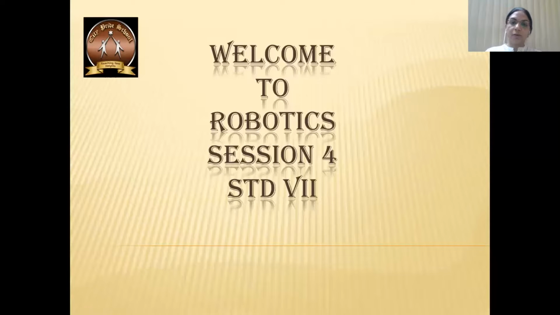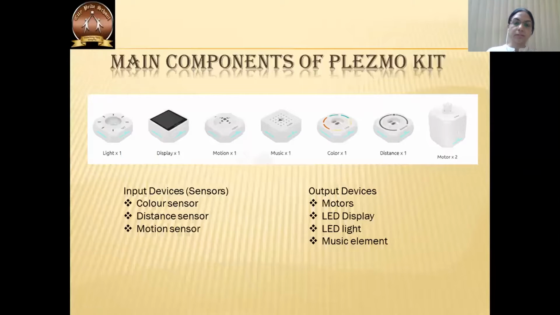So I know today all of you are very excited as we are going to start our first program in Plasmo software. There are mainly 7 main components in the Plasmo kit. The first one is light, then display, then motion, music, color, distance, and then motors. So these 7 elements can be divided into 2 categories: input devices or output devices.